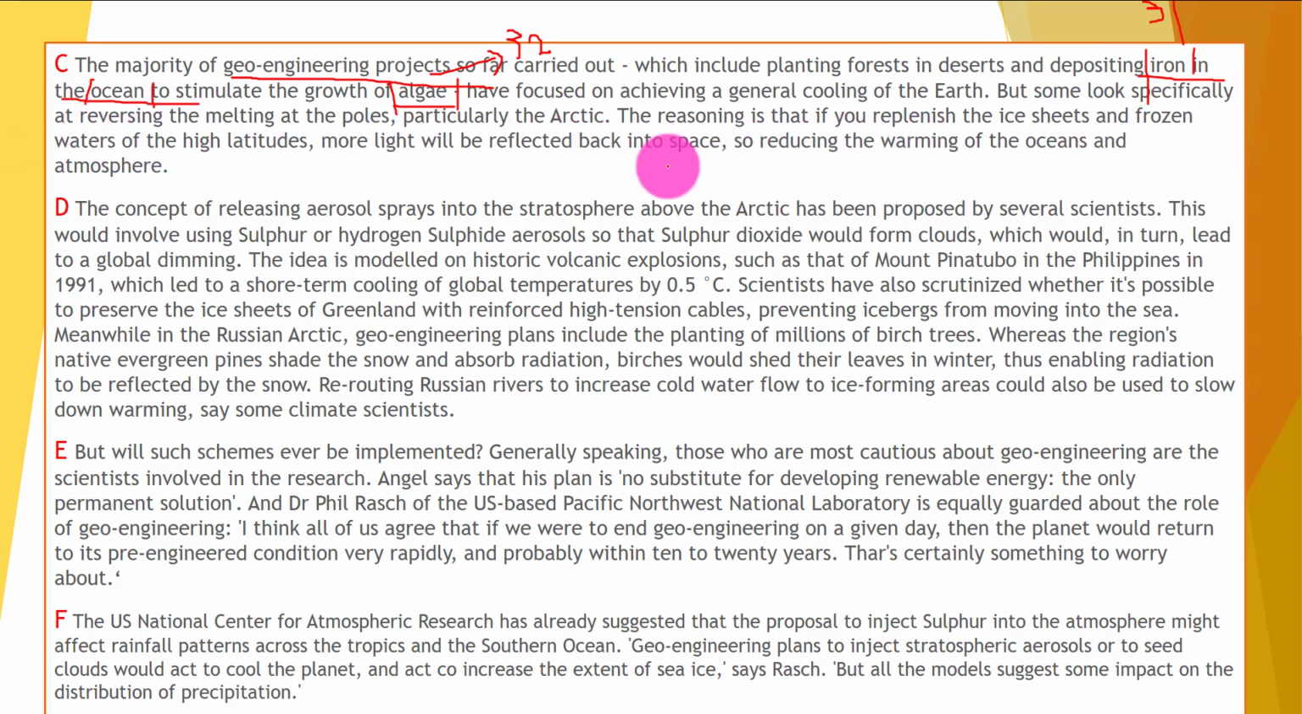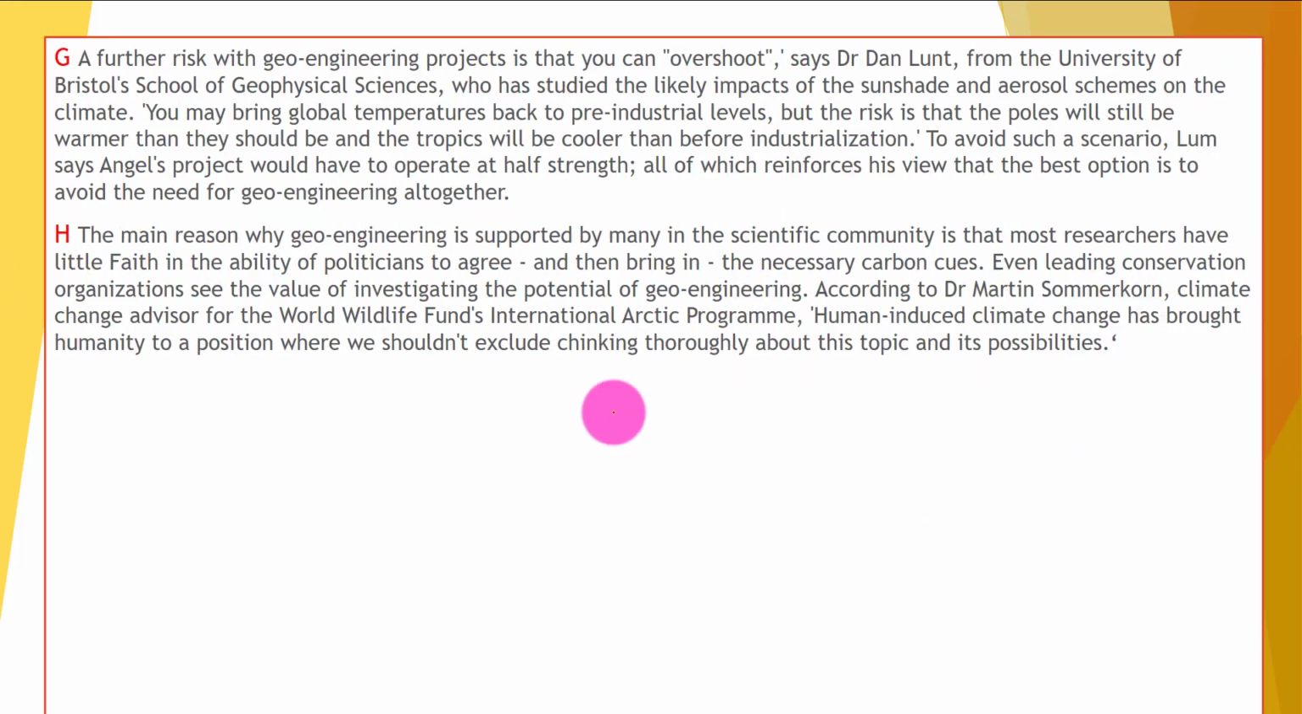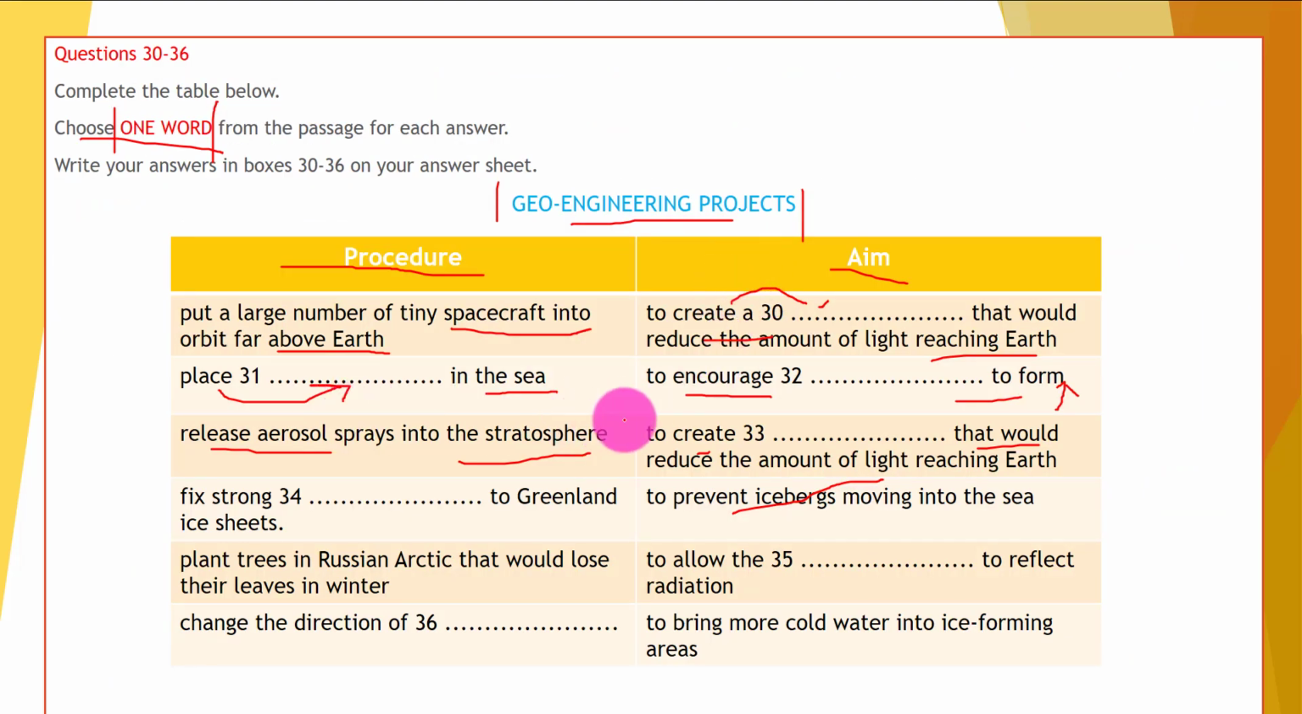Okay, in the starting part of paragraph D, I have the concept of releasing aerosol sprays into the stratosphere above the Arctic has been proposed by several scientists. This would involve using sulfur or hydrogen sulfide aerosols so that sulfur dioxide would form clouds, which would in turn lead to a global dimming. Would form clouds. To create that would reduce the amount of light reaching the Earth.